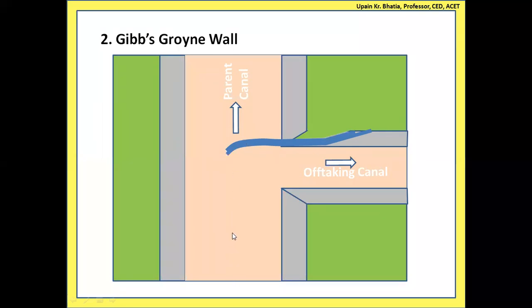Whatever water is coming into this parent canal will be divided by this wall, because this much portion is obstructed by the groin wall. It will find its way towards the off-taking canal, and this portion of the flow will not find any obstruction, so that will go straight. If you make it a little lesser intrusion into the parent canal, or more intrusion, it will accordingly divide this flow proportionately into two components.